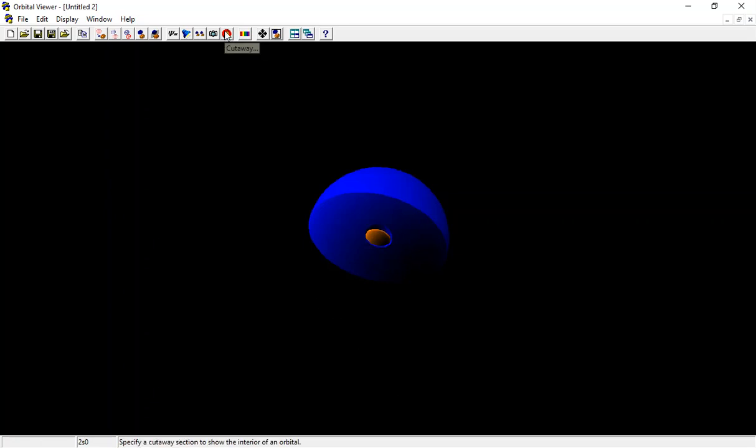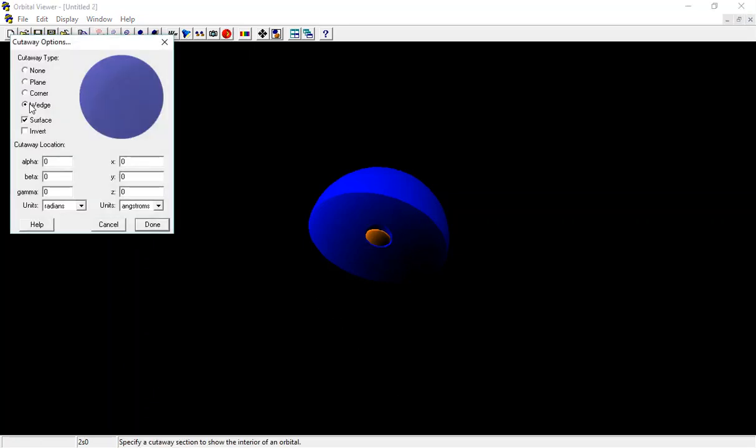Let me see if we can do this. If we can insert something else, let's see what happens if we do. Well, we'll try this corner.